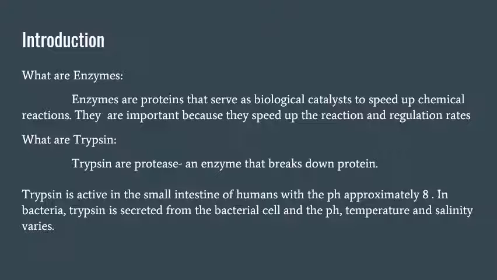Now, what is trypsin? Trypsin are proteins, which are enzymes that break down protein. Trypsin catalyzes the reaction of protein hydrolysis, which are translocated in trypsin's active site. They digest the dietary protein in the small intestines of humans. Trypsin is active in the small intestine of humans, and they typically have a pH level of 8. In bacteria, trypsin is secreted from the bacterial cell, and the pH, temperature, and salinity vary.